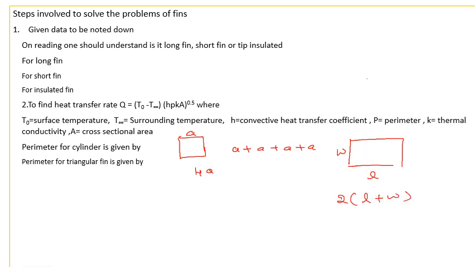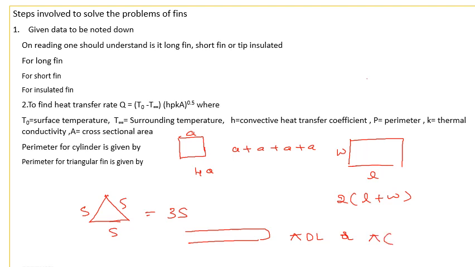And for a triangle, if the side is s, it is 3s. So these are the things given. Or if it is a circular pipe, then the perimeter is pi d l, or sometimes they will use 2 pi r into l instead of the diameter. Both are correct. So these are the things that are used for the perimeter.